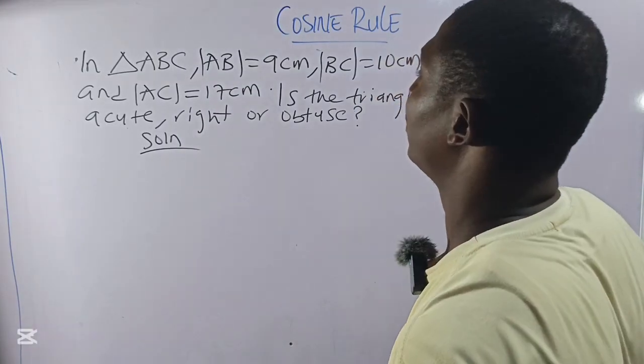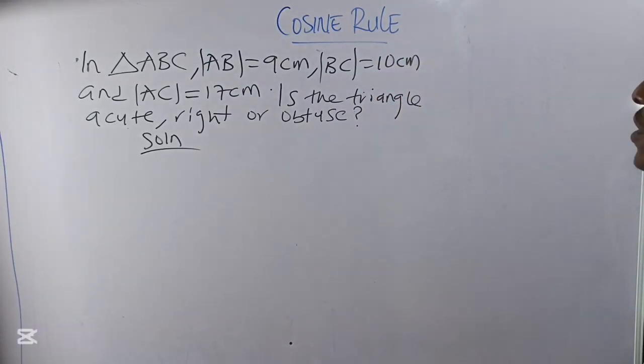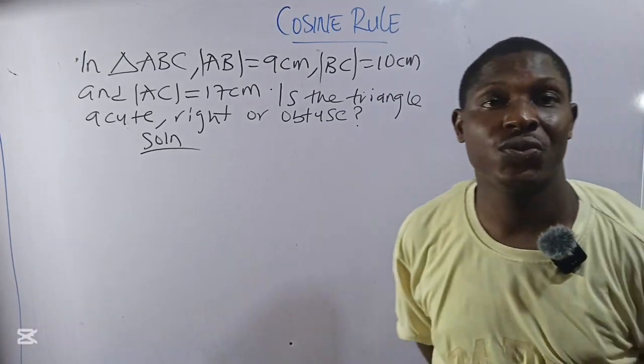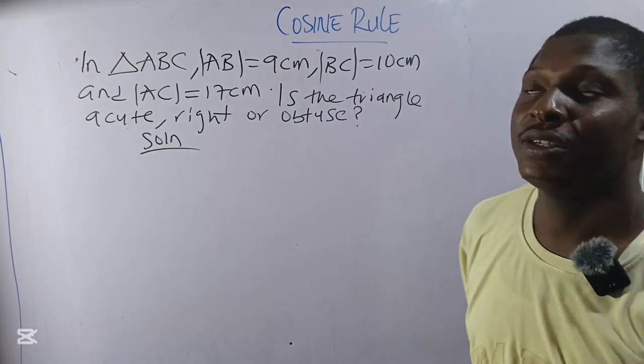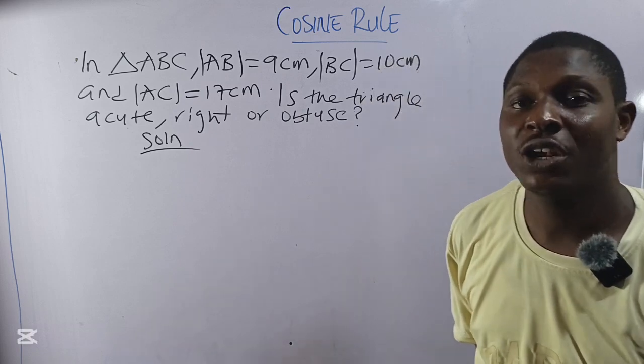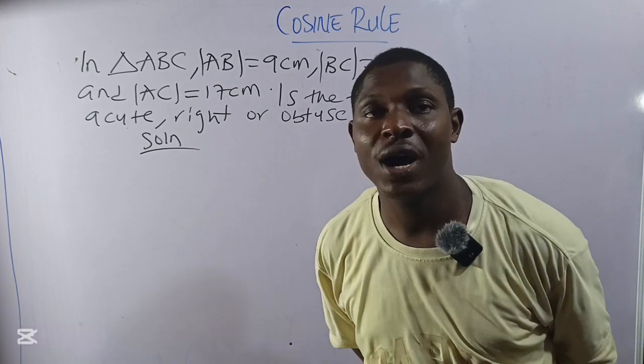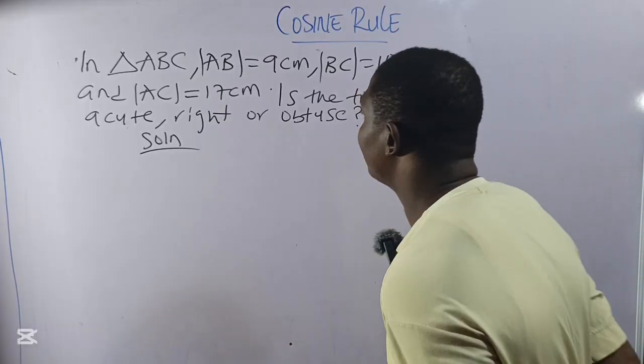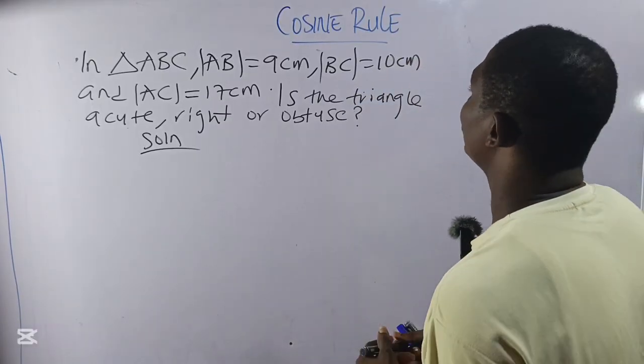So we have this question. It said in triangle ABC, AB is equal to 9 centimeter, BC is equal to 10 centimeter, and AC is equal to 17 centimeter. And we are being asked, is the triangle acute, right, or obtuse? So let's see. Let's try to sketch the triangle.